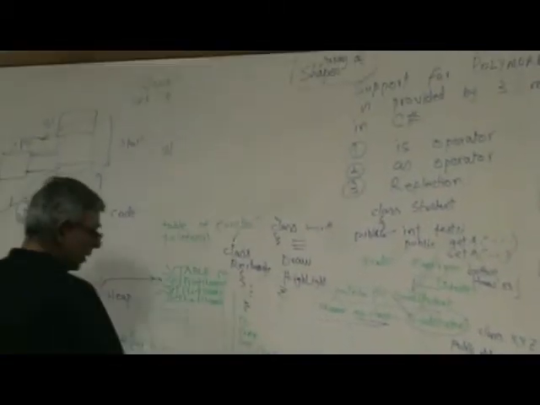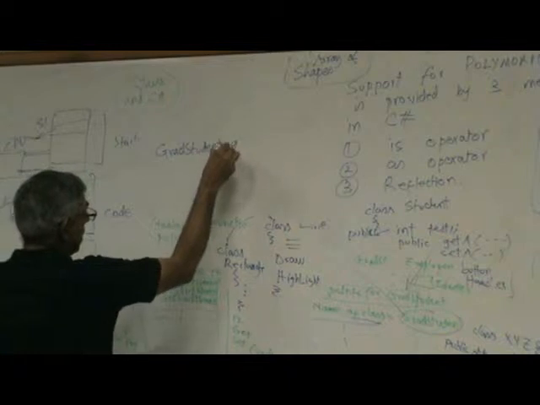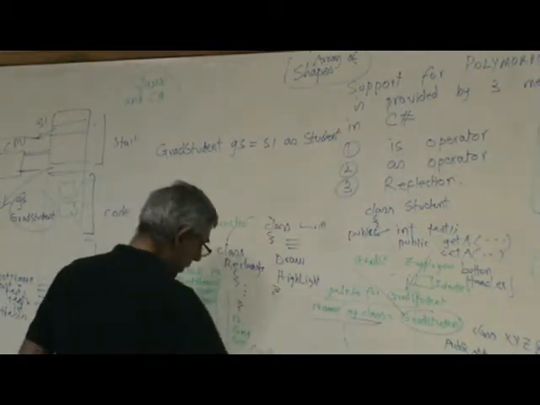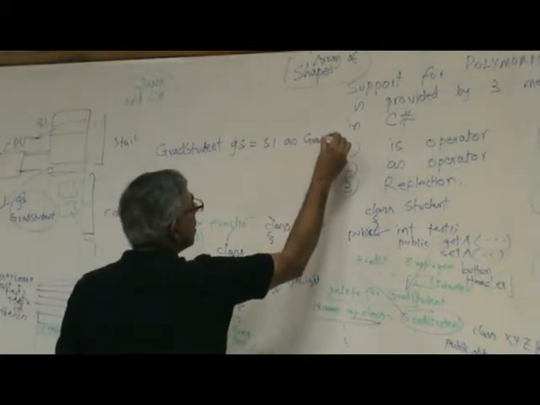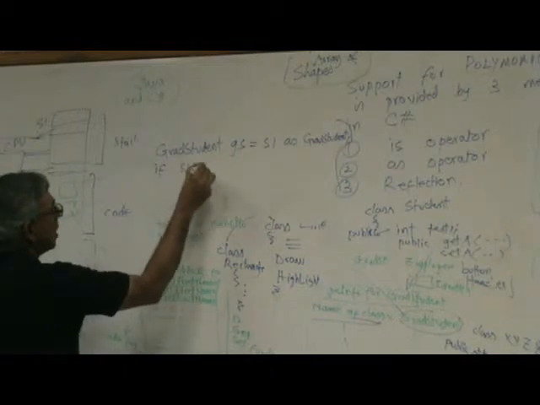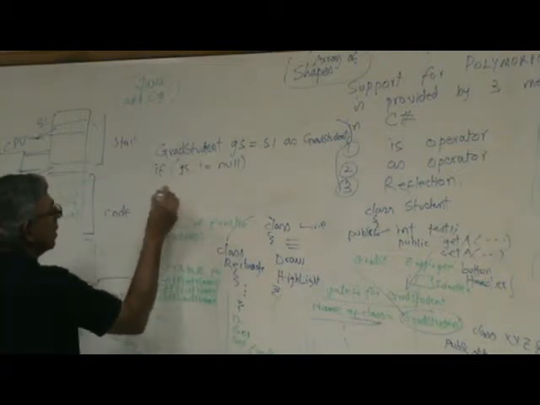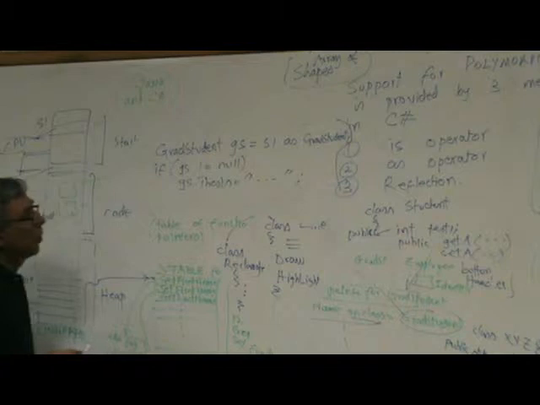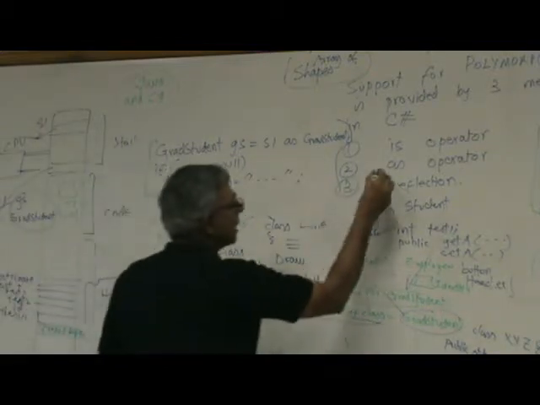So we will say grad student GS equal to S1 as grad student. Okay, and then if GS not equal to null, then GS dot thesis equal to whatever. Okay, so this is the typical code that we write if we are using the as operator.